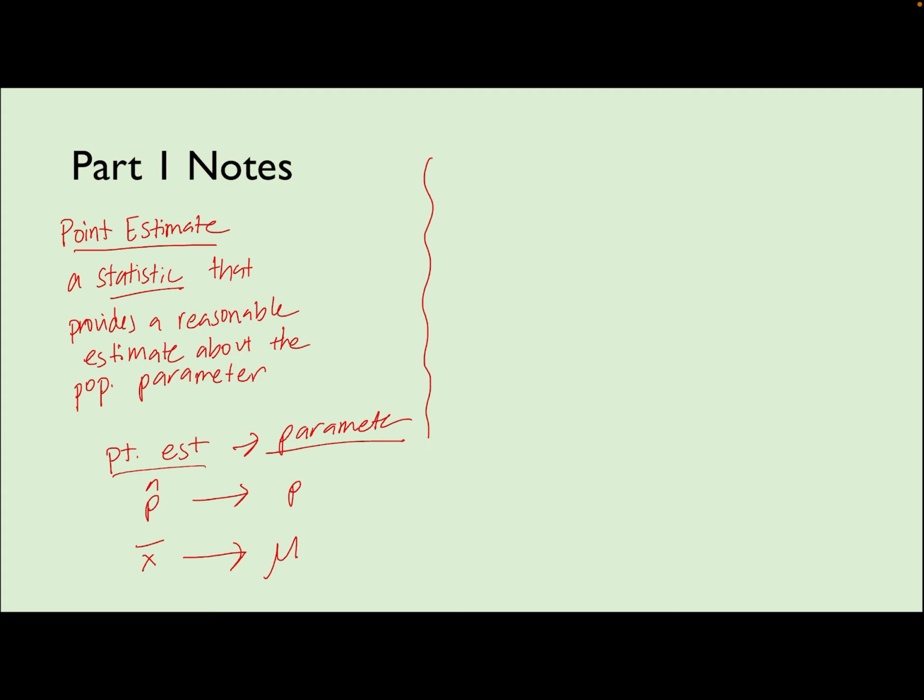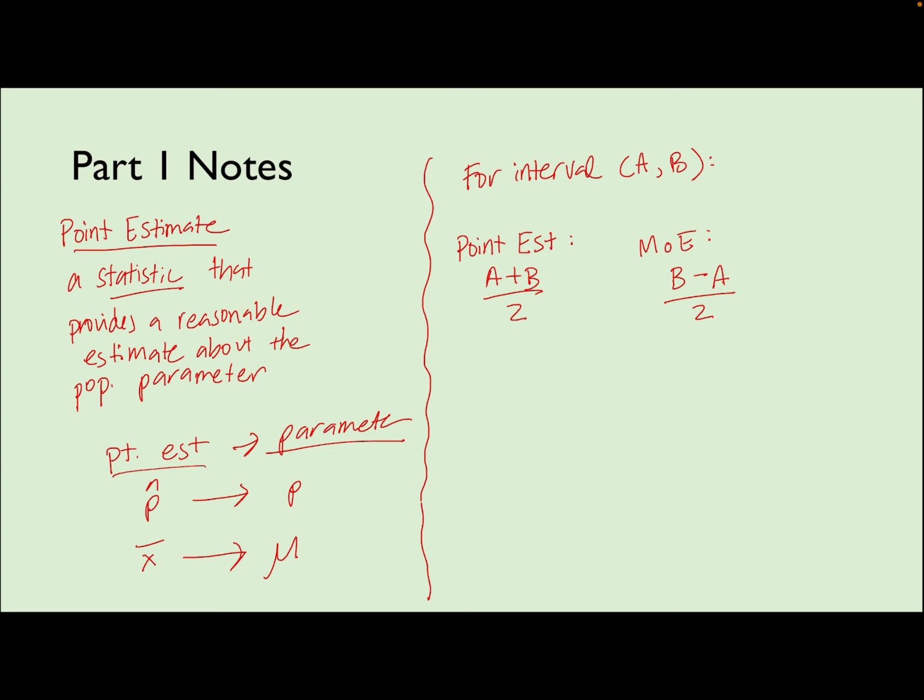Couple other things here. If you have an interval, a comma b, like the intervals we are working with during the lesson, there's a couple of formulas you can use to find the point estimate. Basically, you just have to figure out what is exactly in the middle of a and b. To find your margin of error, you would do the upper bound minus the lower bound, all divided by 2.